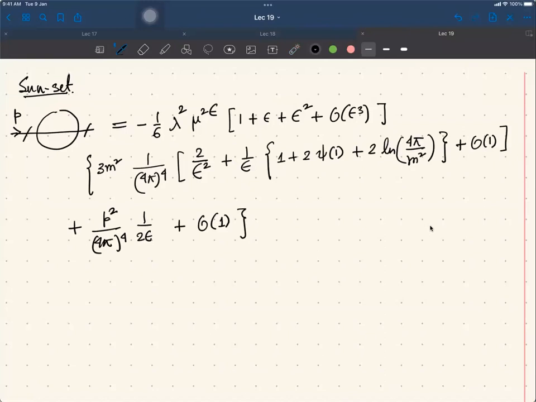Now we see that we have a 1 over epsilon square pole, and a 1 over epsilon pole here. And these two terms are additive. So the maximum strength of the pole is 2. And so if we multiply with epsilon square, that will give you an order 1 term, which we are neglecting. So we do not have to consider this expansion beyond this point.